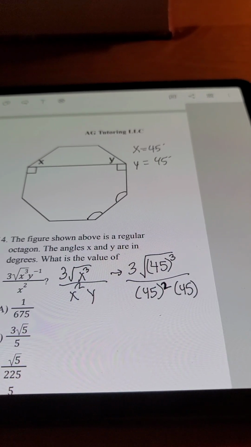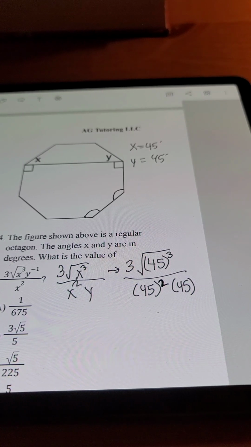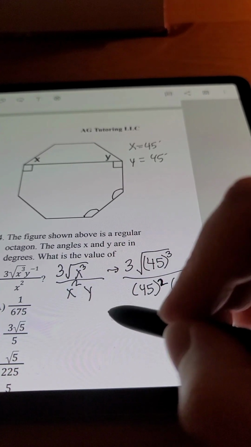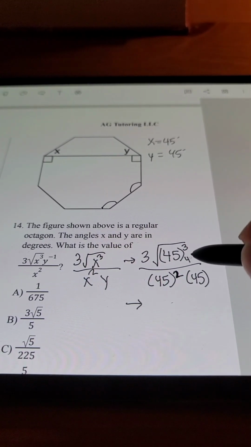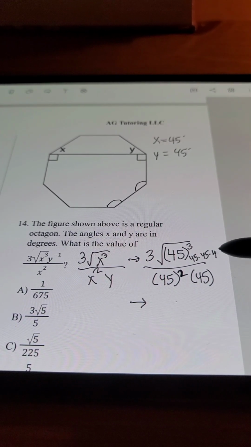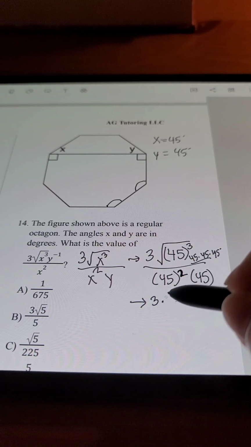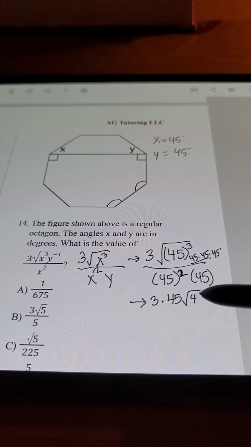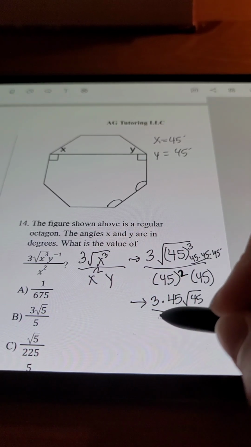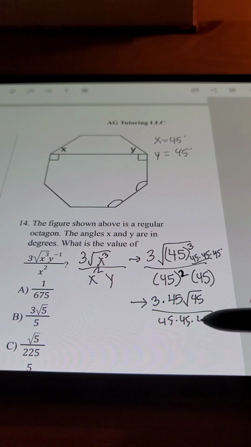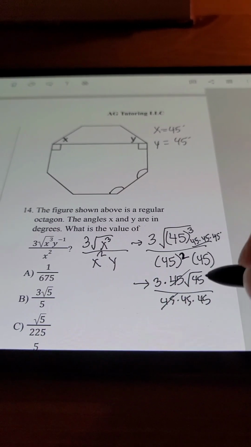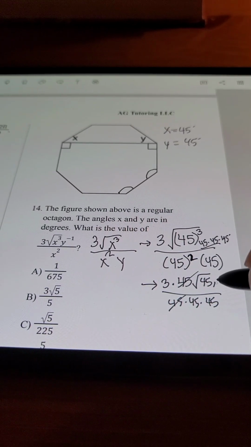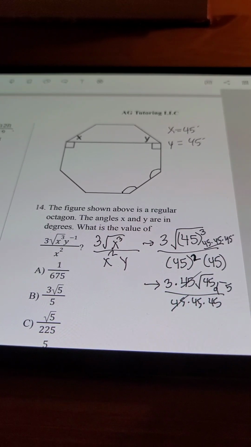So you would just plug that in, and then I guess technically I could show how to solve it. I should probably do that just to be a good math teacher. So this is the same thing as 45 times 45 times 45. So I could take out a pair of 45s, so that's 3 times 45 root 45. And then this is 45 times 45 times 45 on the bottom. So I can definitely cancel out one of the 45s on top with one on the bottom. And I could ask, how could I rewrite 45? Well, that's the same thing as 9 times 5.